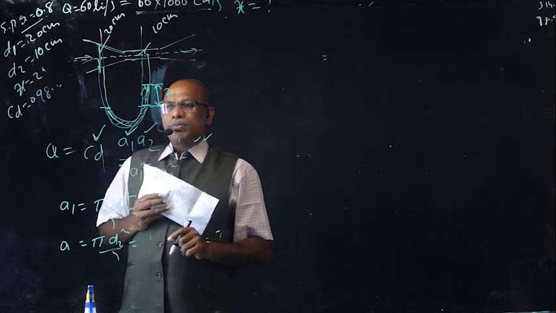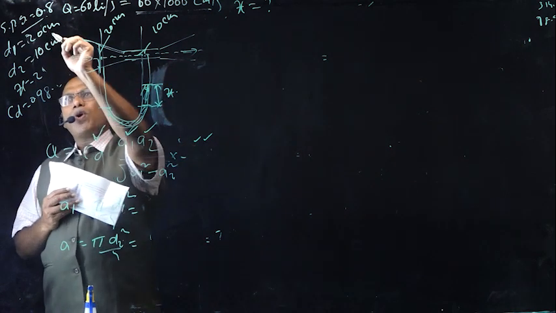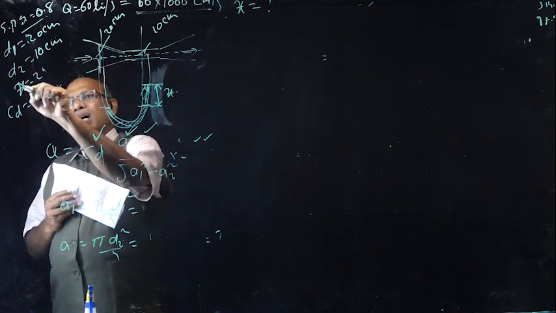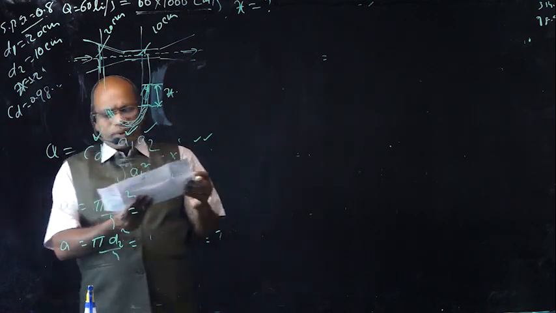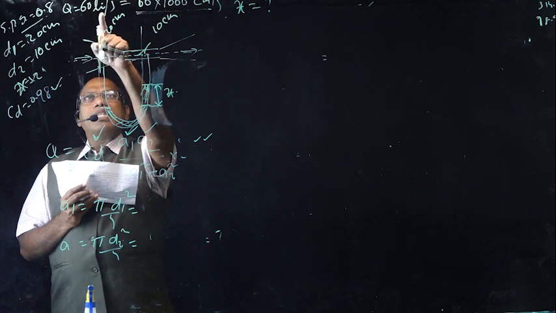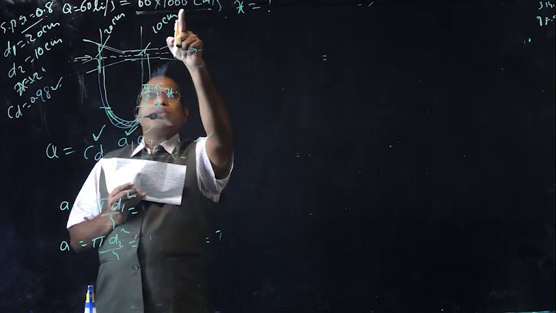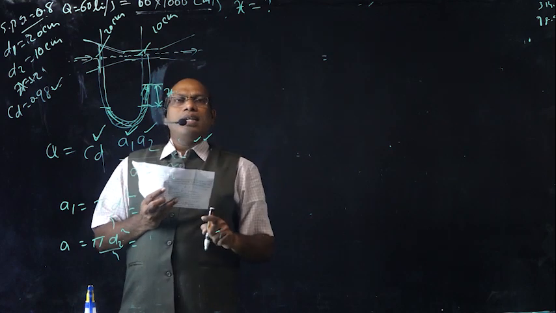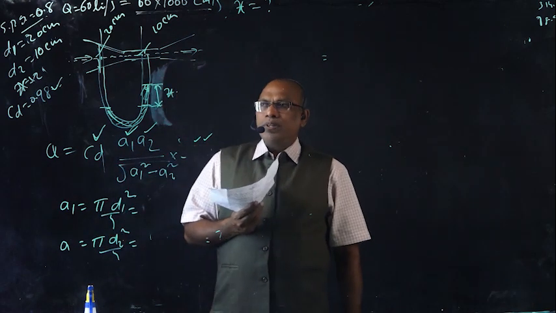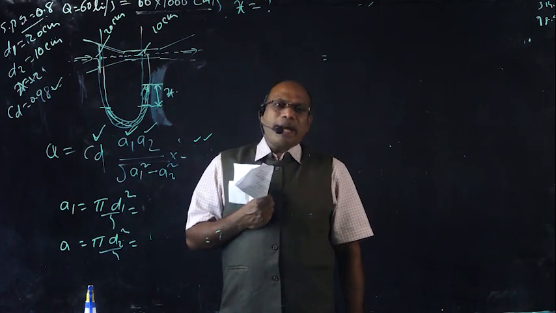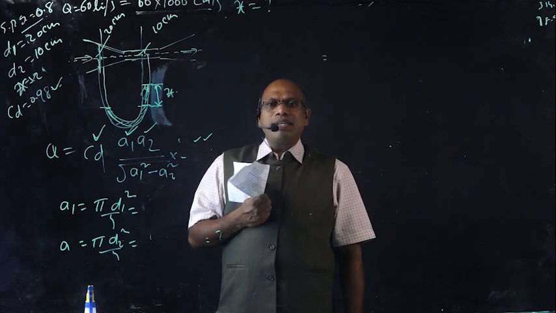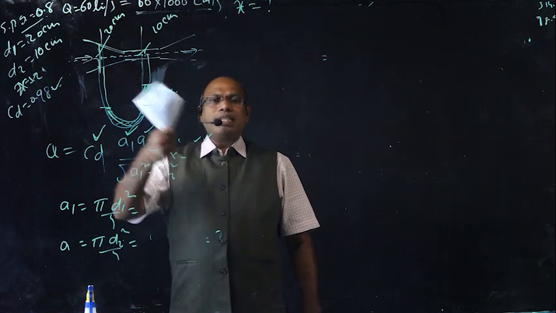In this problem, they have given the specific gravity of the flowing liquid, diameter at inlet, and diameter at throat. The CD value is also given, that is equal to 0.98, and discharge equal to 60 liters per second, that is 60 into 1000 centimeter cube per second. Right, now we are going to determine the X. As per the given data, X is involved in the head, that is the pressure head difference between section 1-1 and section 2-2, or between the inlet and throat.